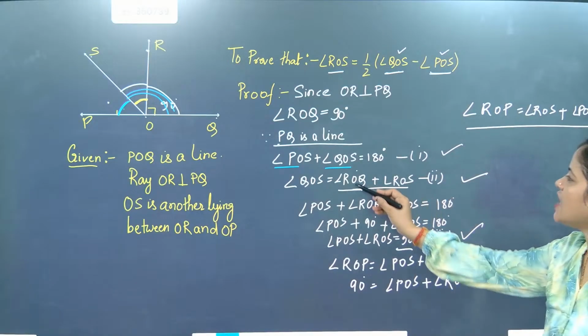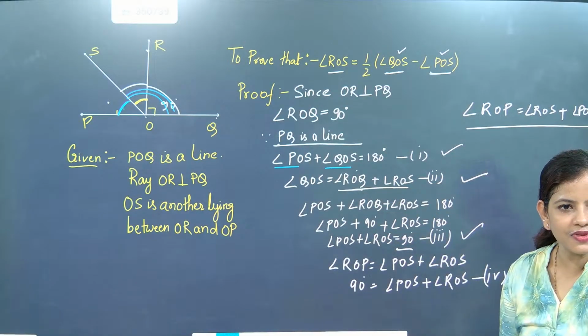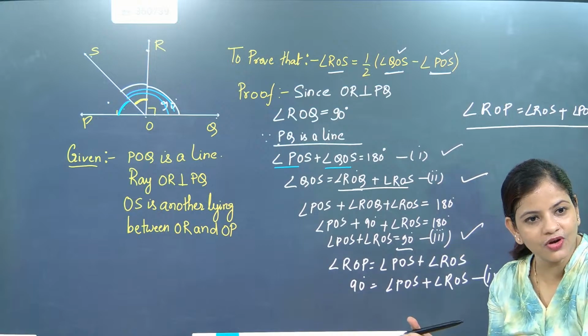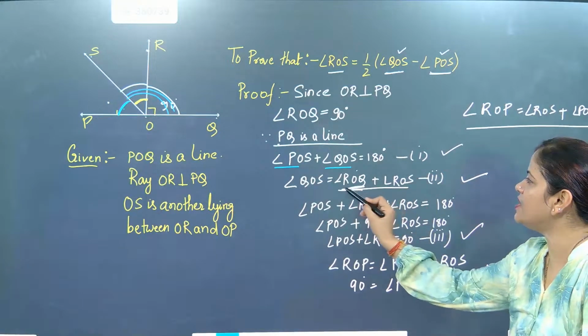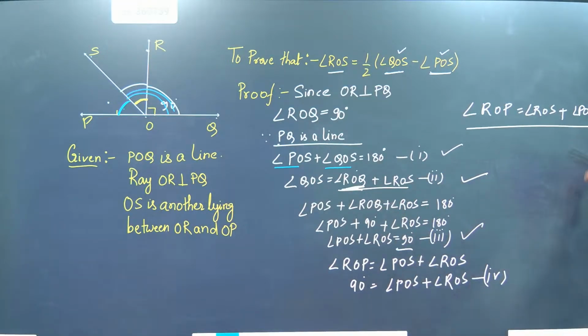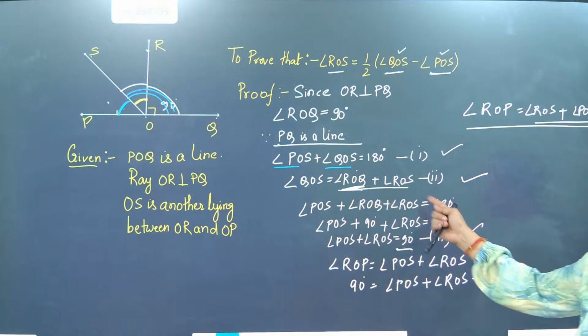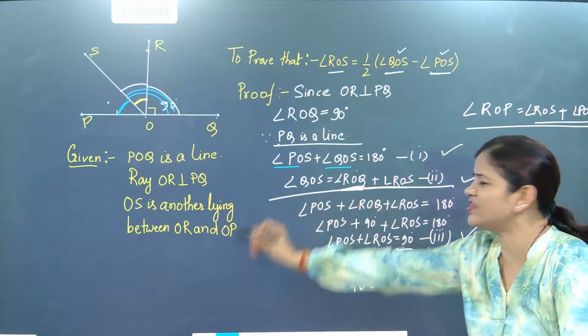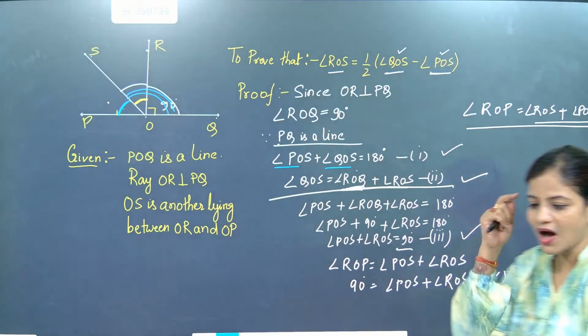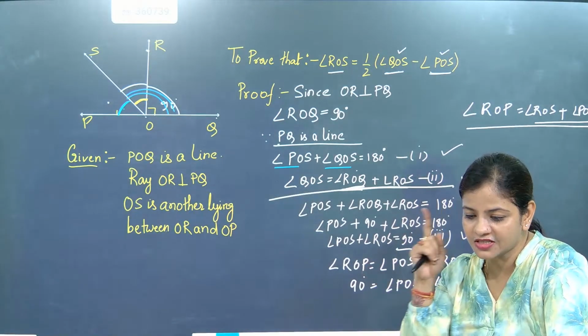So instead of this ROQ, can I write ROP? Both are 90 degree only, na? So if you are writing ROP here, what mistake you are doing? You are correct only. It will become ROS and POS. So ROS is coming two times. Here itself your question is solved. You are not able to analyze. That's the biggest mistake.